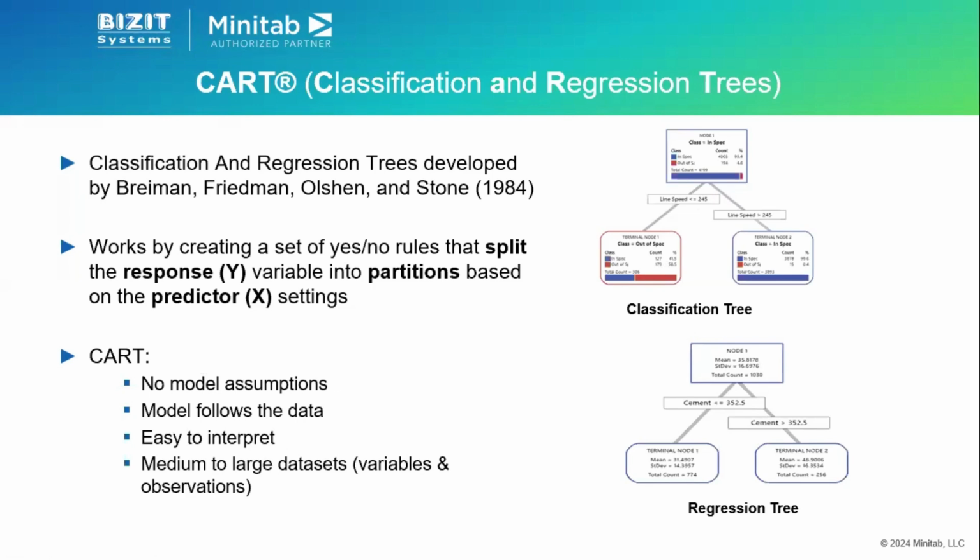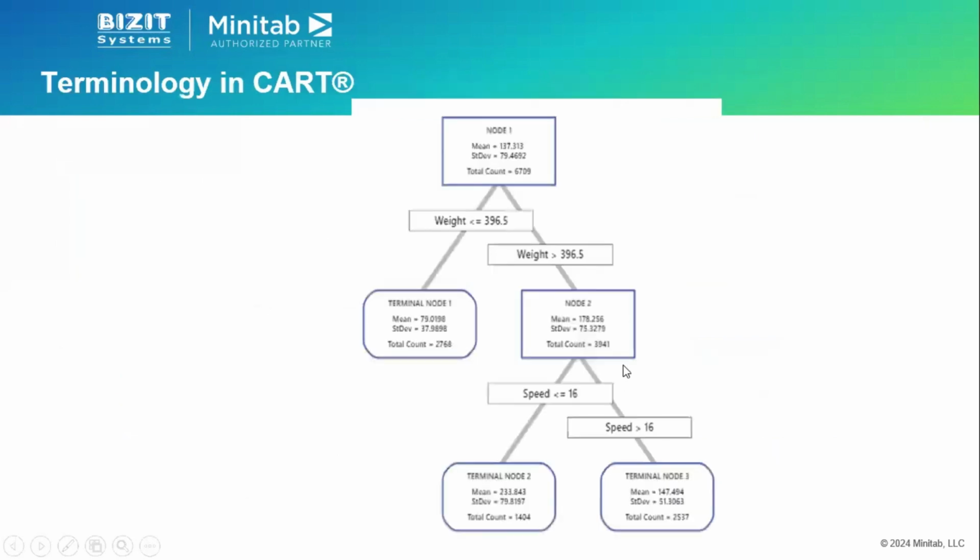No need to check your residual. CART is easy to interpret, so you will see this one is a visualization rather than an equation. CART is available when your data set is medium, maybe with a lot of variables, more than 10, or your rows of your data set will be more than 1K, so it's available for the regression tree. And then here is some terminology in the CART, how CART works.